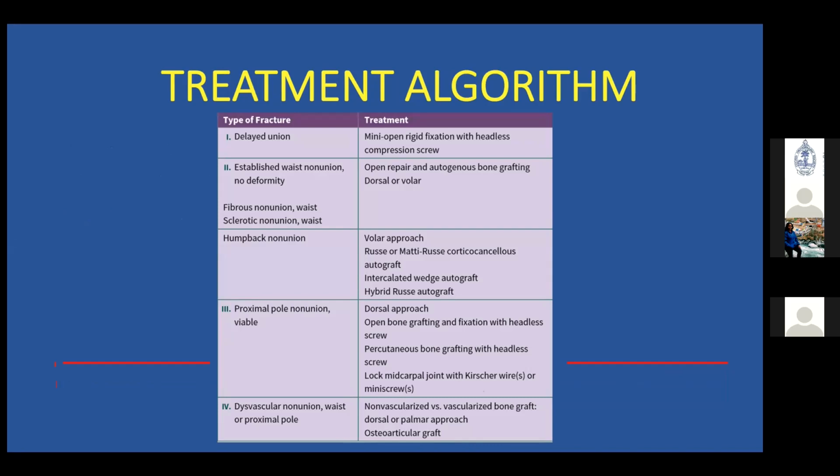If there is a humpback non-union, we need to go for the volar approach, because to correct it, we need to put a wedge, which should be inserted from the volar side. If the proximal pole is viable, you can go for a dorsal approach. You can fix with a bone graft and a headless compression screw. And if there is an AVN, you can use either vascularized or non-vascularized graft. So this is an important algorithm we need to remember, because the treatment depends only on that.